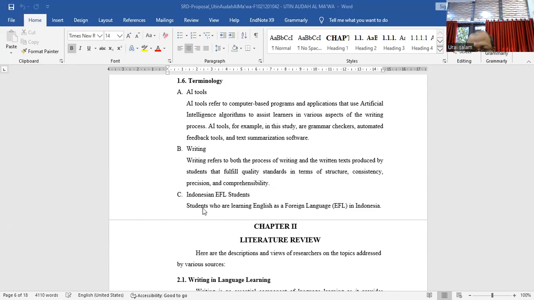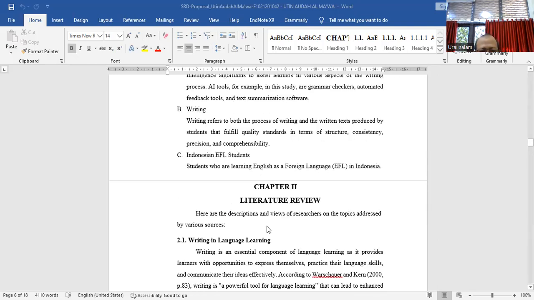Indonesian EFL student here should be Indonesian students who are participating or become the object of the research. What we mean here, what we mean by Indonesian EFL student, is the students who are participating in the research projects being investigated in this study. That's what we mean by Indonesian EFL student.